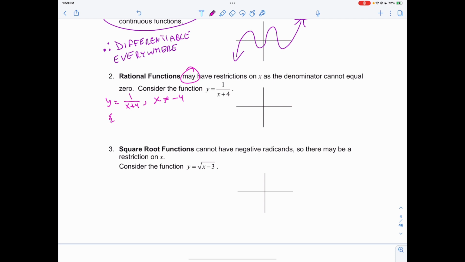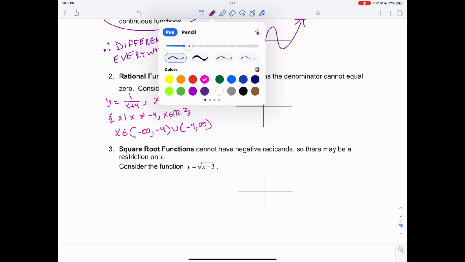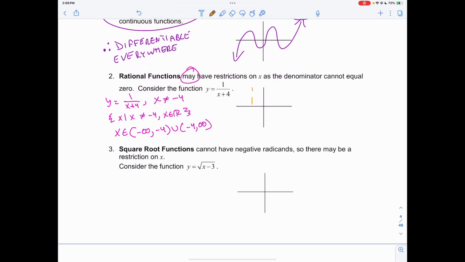So we'd state for our domain that x cannot equal negative 4, where x is an element of the real numbers, or if you prefer, x is an element of negative infinity to negative 4, or negative 4 to positive infinity. We know that this is going to have a vertical asymptote at negative 4. And it also is going to have a horizontal asymptote at y is equal to 0.